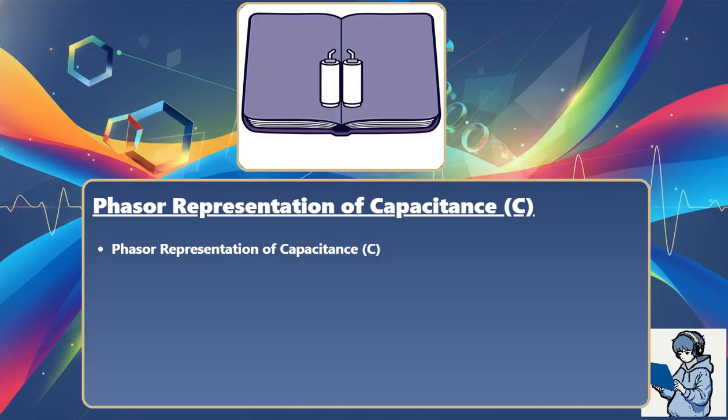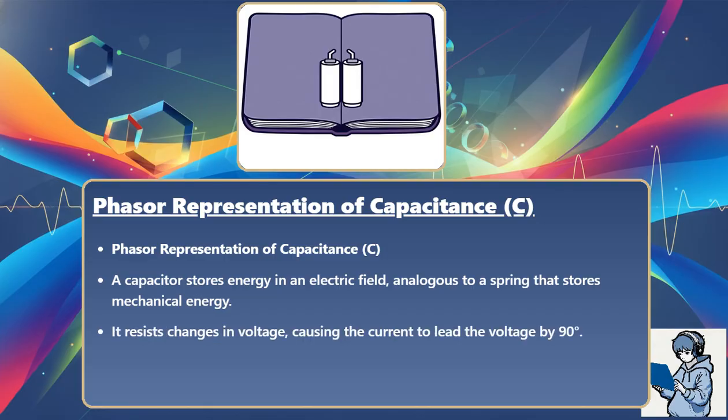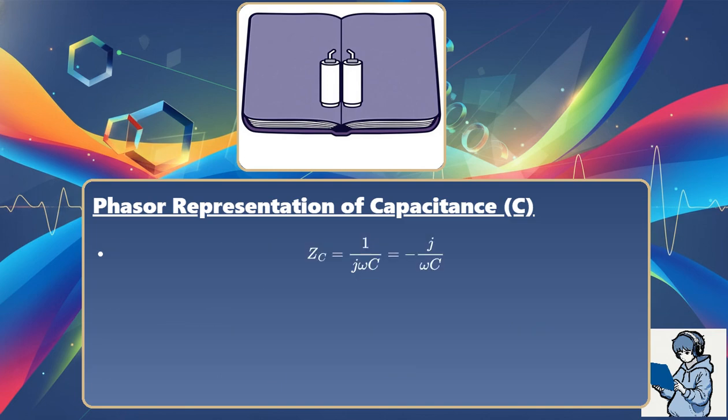Phasor representation of capacitance C. A capacitor stores energy in an electric field, analogous to a spring that stores mechanical energy. It resists changes in voltage, causing the current to lead the voltage by 90 degrees. Its impedance is purely imaginary but negative. Z sub C equals 1 over j omega C equals negative j over omega C. The phasor point sits on the vertical axis below the real axis.